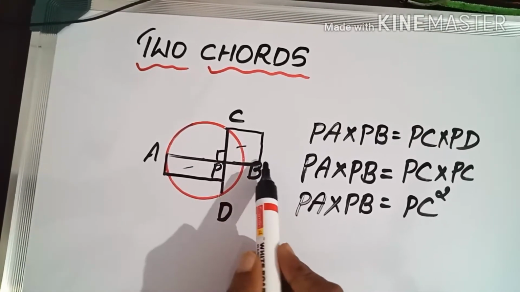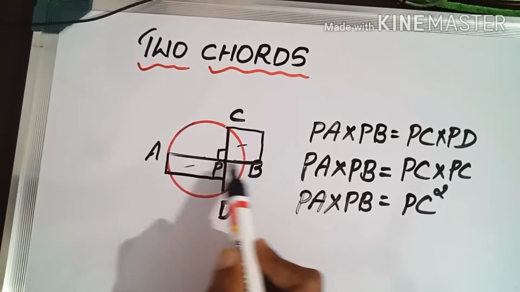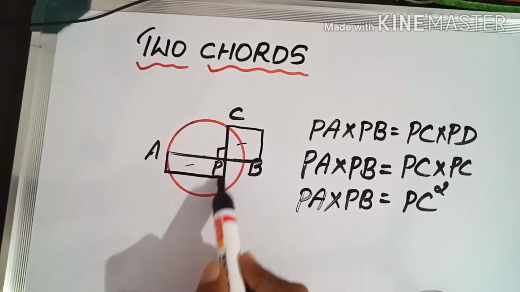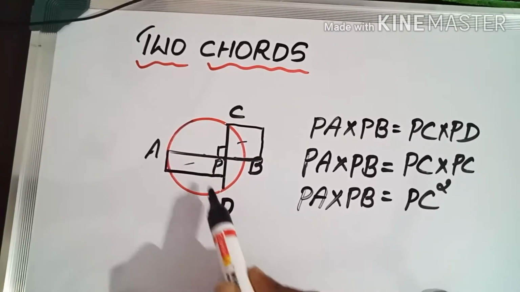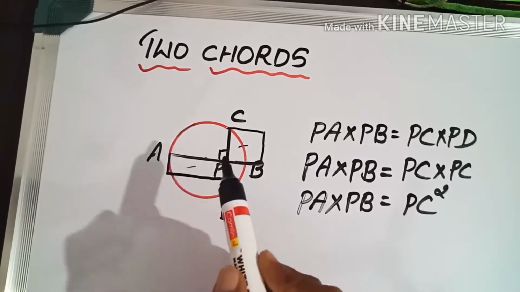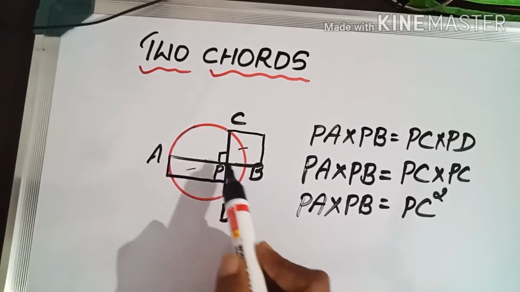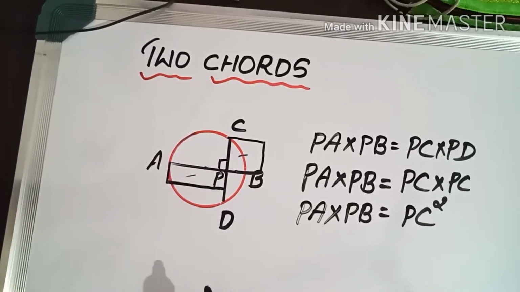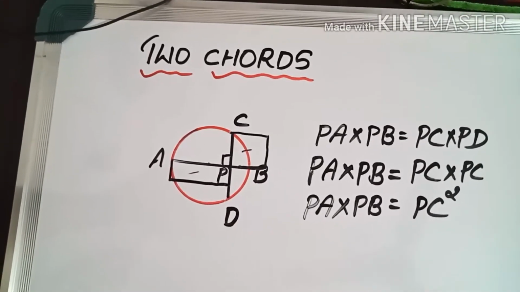Here we won't get a rectangle because PC and PD are the same measurement. That's why here we got one square. So the area of this square and the area of this rectangle will be equal. When will it be equal? If a diameter and a chord cut within the circle, a chord and a diameter perpendicularly cut like this, then their areas will also be the same. That is the fourth concept.